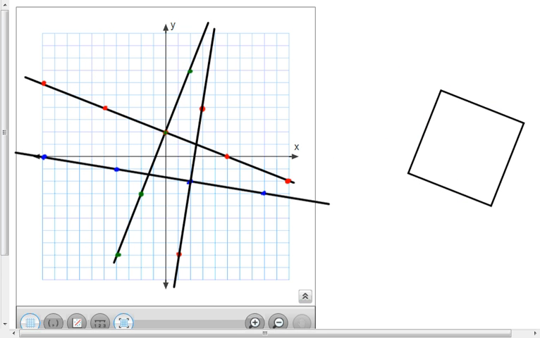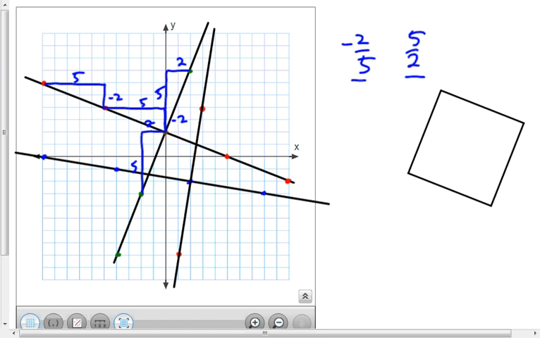Now let's look at their slopes real quick here. So this slope is down 2 over 5, and that slope is negative 2/5. This slope is up 5 over 2. And you can see that again here, up 5 over 2. So that slope is 5 over 2. Notice that one is positive, one is negative, and other than that, they're reciprocals of each other. So we say they're opposite reciprocals.